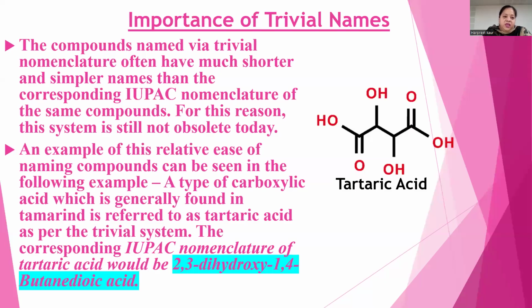The trivial names are also of high importance, as compounds named via their trivial nomenclature often have much shorter and simpler names. As an example, an acid present in tamarind is commonly known as tartaric acid, but its IUPAC name is quite long and difficult to recall. That's 2,3-dihydroxy-1,4-butanedioic acid.